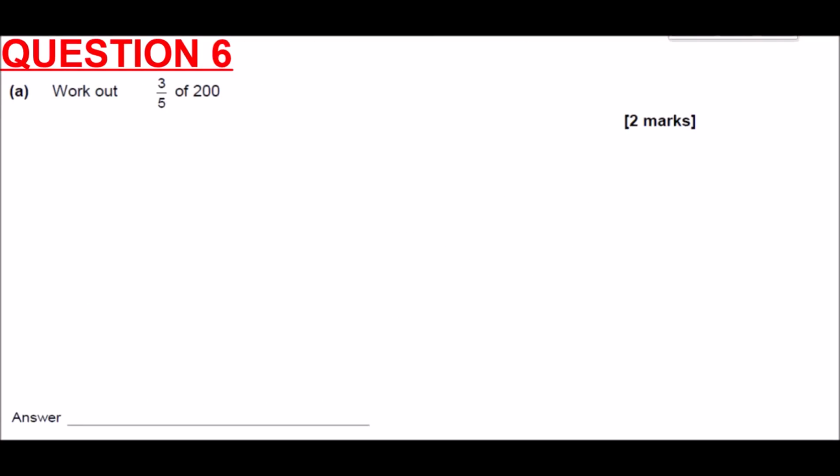Question 6, we have to work out a fraction of an amount, in this case 3/5 of 200. And so there's a couple of ways we can do this. I think the first way I'd suggest would be to work out what 1/5 of 200 is. And we can do that by first of all just dividing 200 by 5. So for that we can use a trusted bus stop method. And then we can ask how many 5s fit into 2. So the answer is 5 is too big to fit inside 2, so the answer is 0.